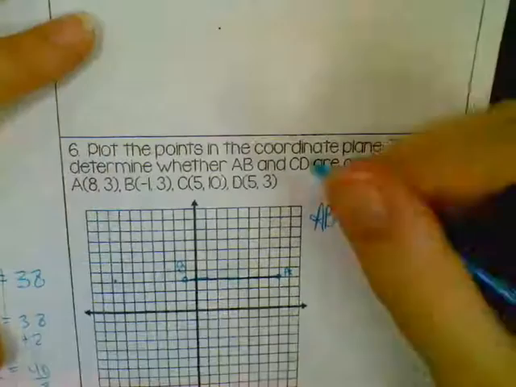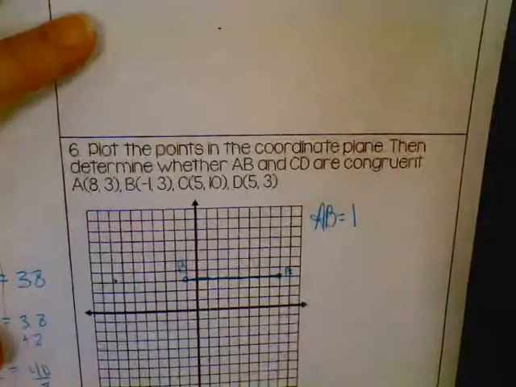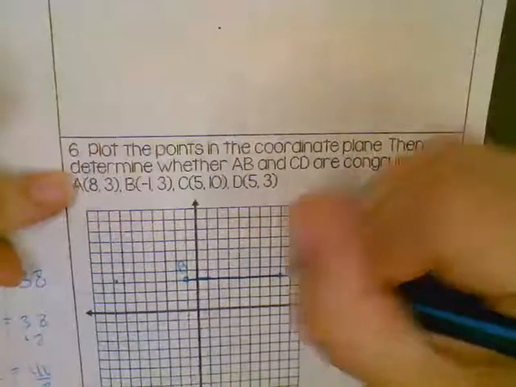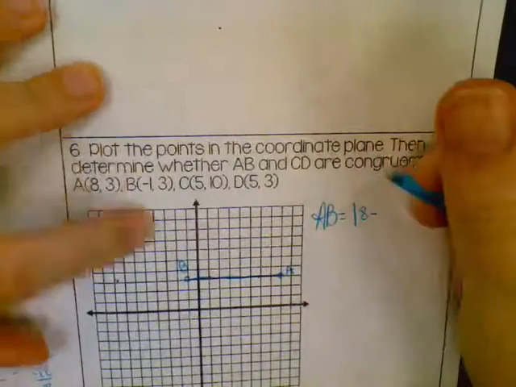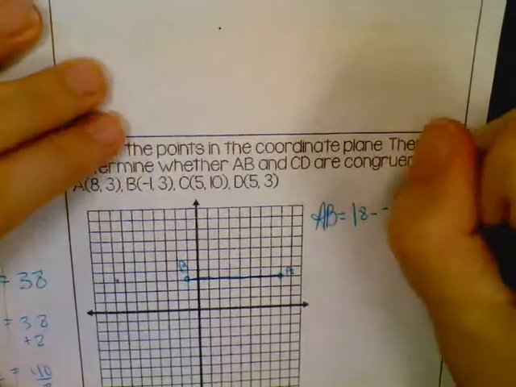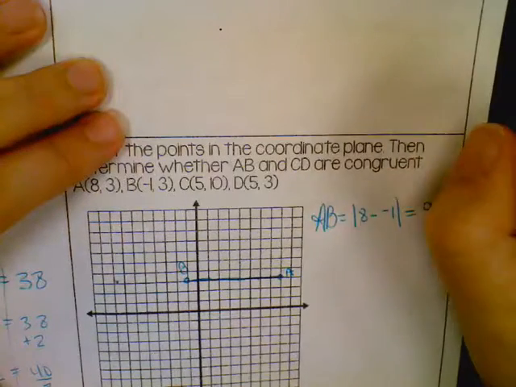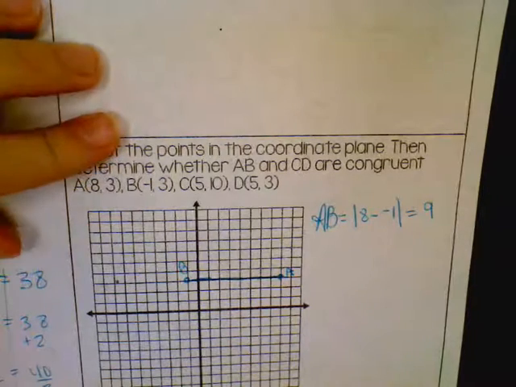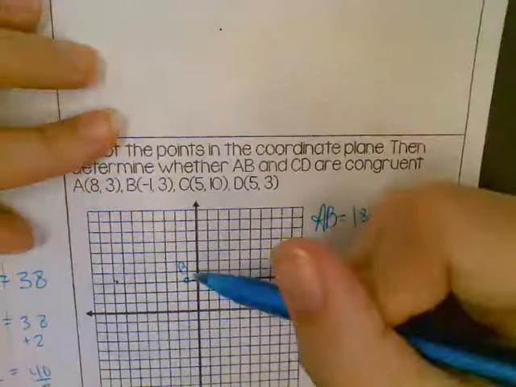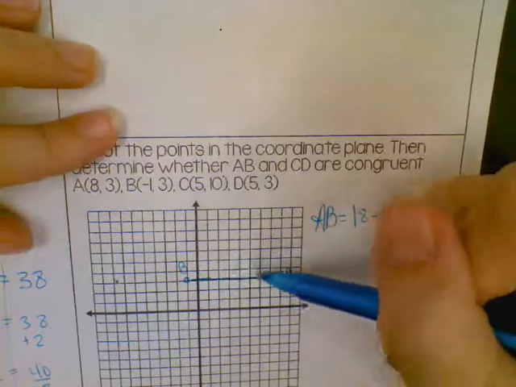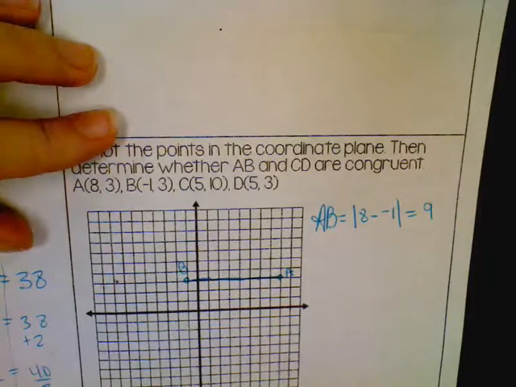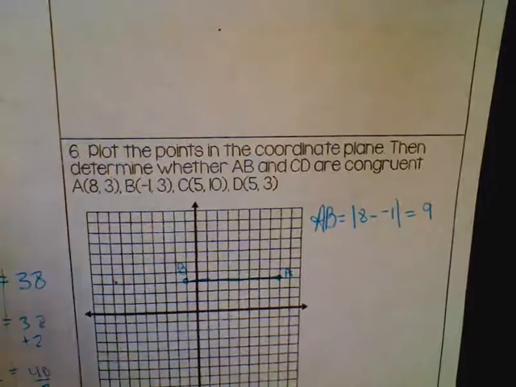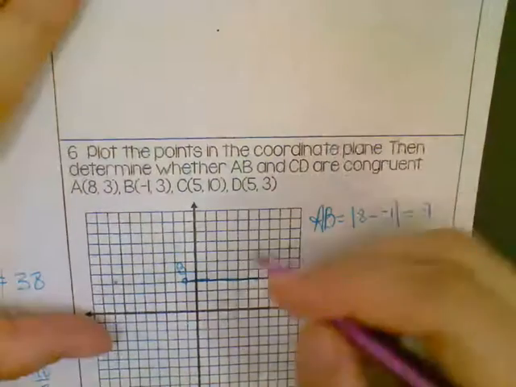So we'll do the absolute value of their x's. And it really doesn't matter which one you put first. So the x-coordinate for here was 8. The x-coordinate for here was negative 1. So that means that that line is 9. 8 minus negative 1 is 8 plus 1. The absolute value of 9 is 9. So that means if we were to count over, they would be 9 boxes apart. Okay, so let's try the other segment and see if they're the same. So C is at 5, 10.